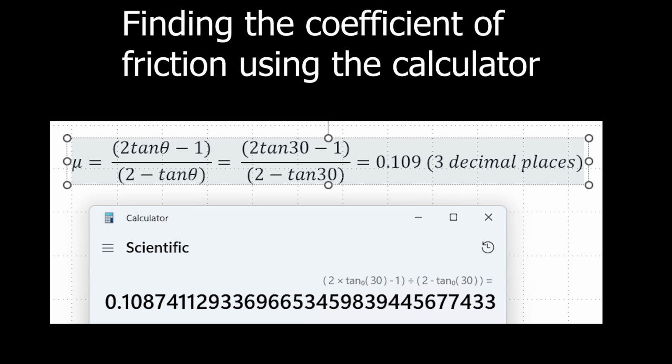This is our expression. 2 is an absolute value, and we don't know what the limitations on 30 degrees is. So what I've done, I've put all the values into the calculator and taken it to 3 decimal places in the end. I get 0.109, and that's the coefficient of friction at 30 degrees for our problem.